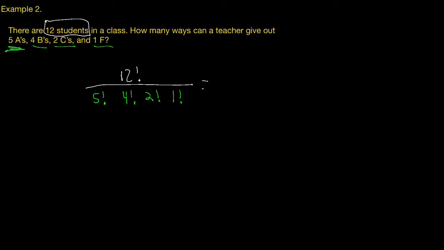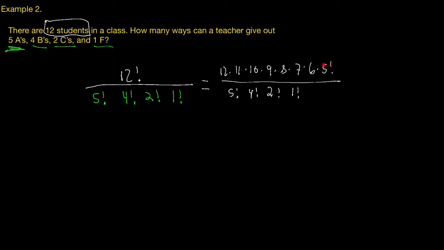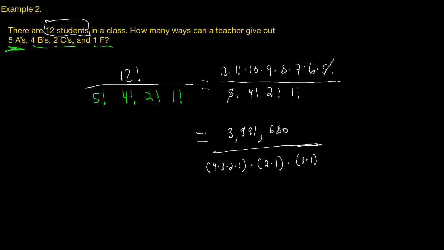Now to simplify this, I can expand 12 factorial. I'm going to expand it all the way down to 5, since 5 is the biggest one on my denominator. So I have 12 times 11, all the way down to 5 factorial. And now we can see that the 5 factorials are going to cancel out. So we can cross these out. And now we can multiply the numerator. So 12 times 11 times 10 times 9 times 8 times 7 times 6. And I get a total of 3,991,680.